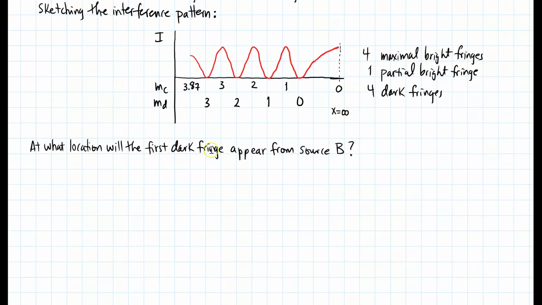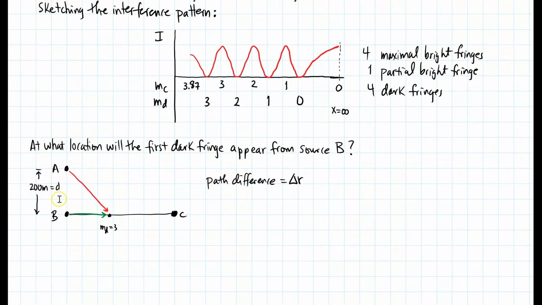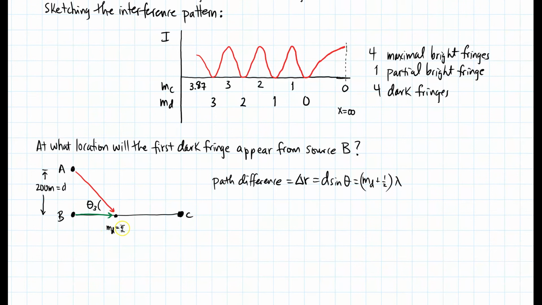What location will the first dark fringe appear from source B? We could see here that it's got to be m_d equal to 3. Picture-wise, I have A, B, and C. A travels farther than B by the path difference delta r. So if I want to calculate what that value is, I know that this occurs at m_d equals 3. I know that this angle here must be theta 3. So now I have a full triangle. I can calculate the angle using this relationship, and if I know the side d, I can then calculate this length along the BC line.